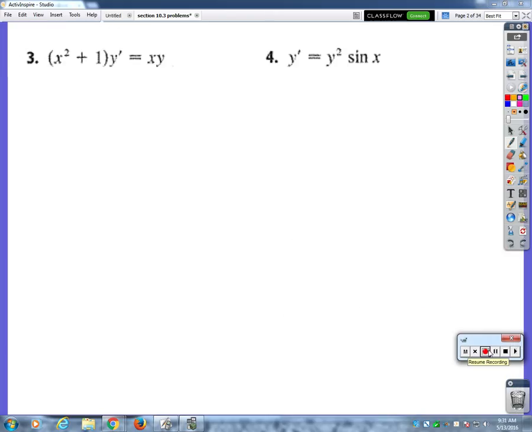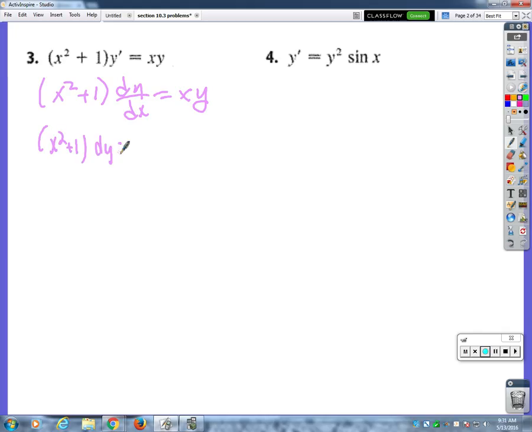Number 3. Okay, what did you? I thought, so I know that y prime is dy over dx, but I didn't know how to do that. So rewrite it as, then you distribute it. dy over dx equals x y. Distribute what? Nope. I'm going to multiply both sides by dx. Okay. So x squared plus 1 dy equals x y dx.